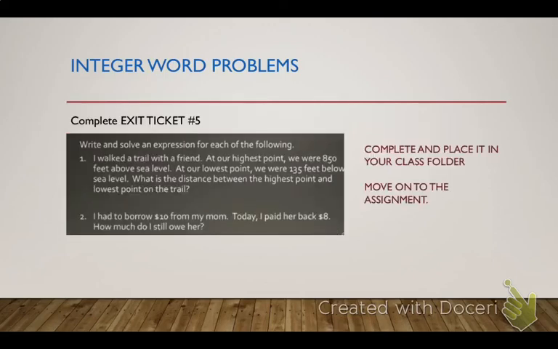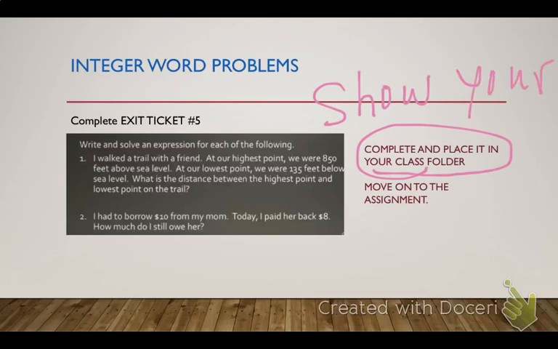All right, here we go on to the next part. You need to complete exit ticket number 5. Again, complete it and place it in your classroom folder or in your group folder, and then move on to your assignment. Just make sure that you show your work. Any exit ticket handed in with no work and just an answer is a 1 and no more than that. You need to demonstrate how you're doing it. You can't just write an answer down. That doesn't make sense when you do that.